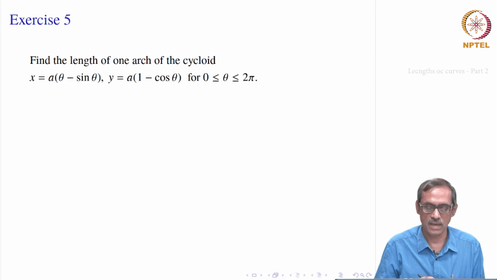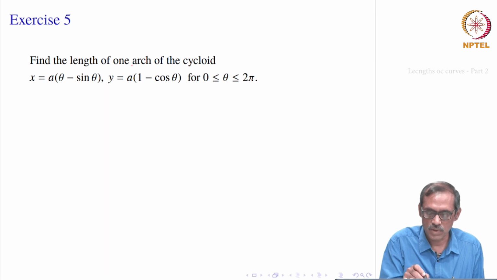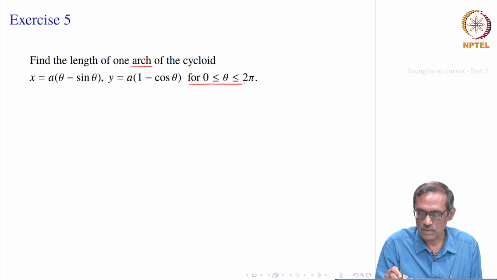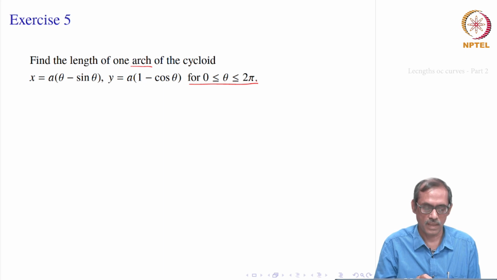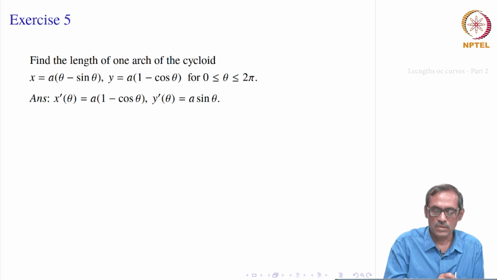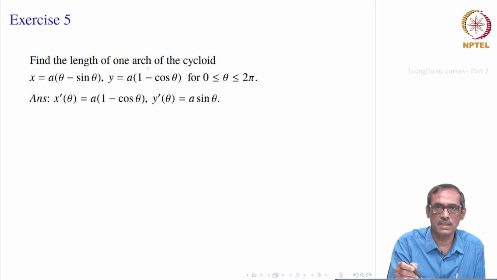Here we want to find the length of one arch of the cycloid. So, the name of this curve is cycloid. We want to find one arch. There can be many arches in the cycloid. We want one arch. That arch corresponds to the portion of the curve when theta varies from 0 to 2 pi, and this curve, the cycloid, is given in terms of the parameter theta. So, it is x equal to a times theta minus sin theta, y equal to a times 1 minus cos theta. So, we need the derivative with respect to theta to get the length of the curve.